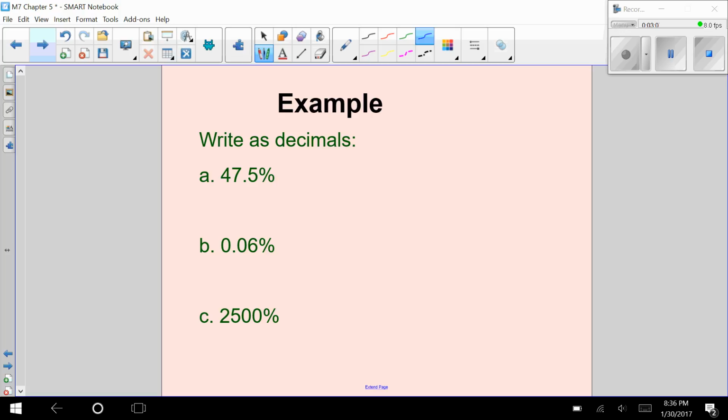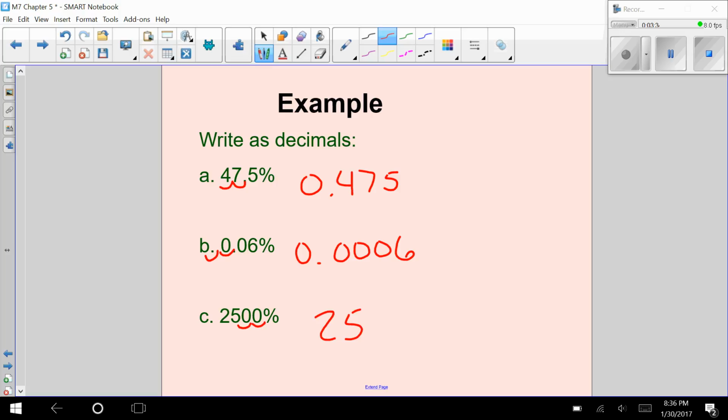All right, now we're going to write these numbers as decimals. So we take the decimal point, we move it 2 spots to the left now. So 47.5 becomes 0.475. 0.06, I move it 2 places to the left. I get 0.0006. And for 2,500, remember the decimal is at the end here. So I move it 2 spots to the left, and it just becomes 25.